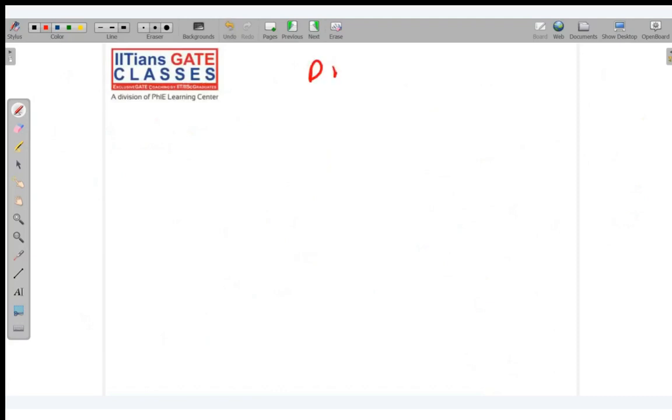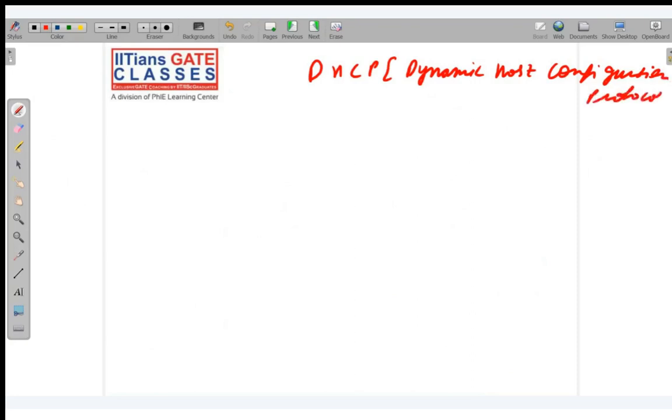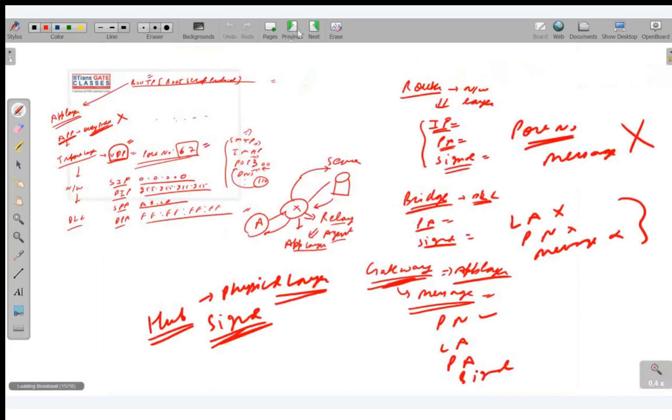Next is DHCP, Dynamic Host Configuration Protocol. DHCP is the most advanced protocol. Okay, so what is it doing? Same as before, let me copy that out just to save time. Everything will be the same.